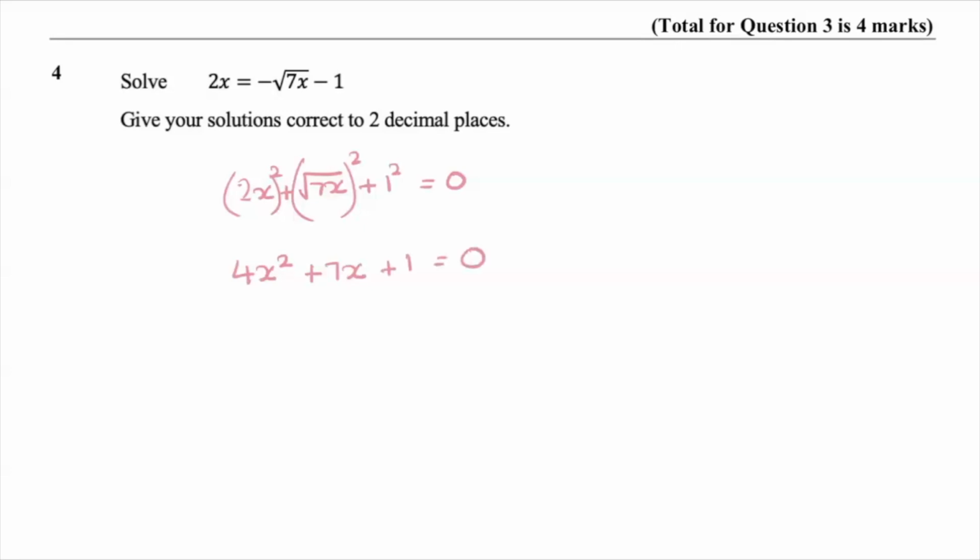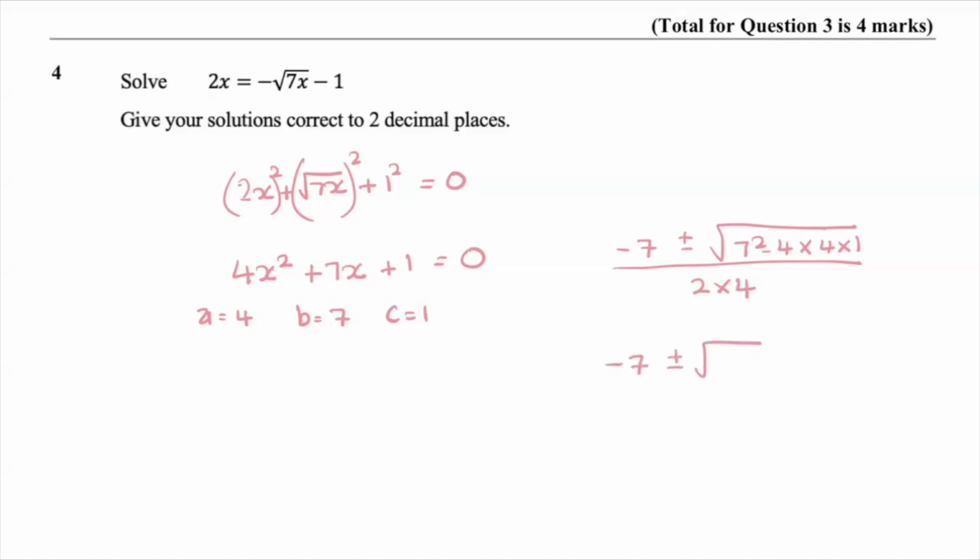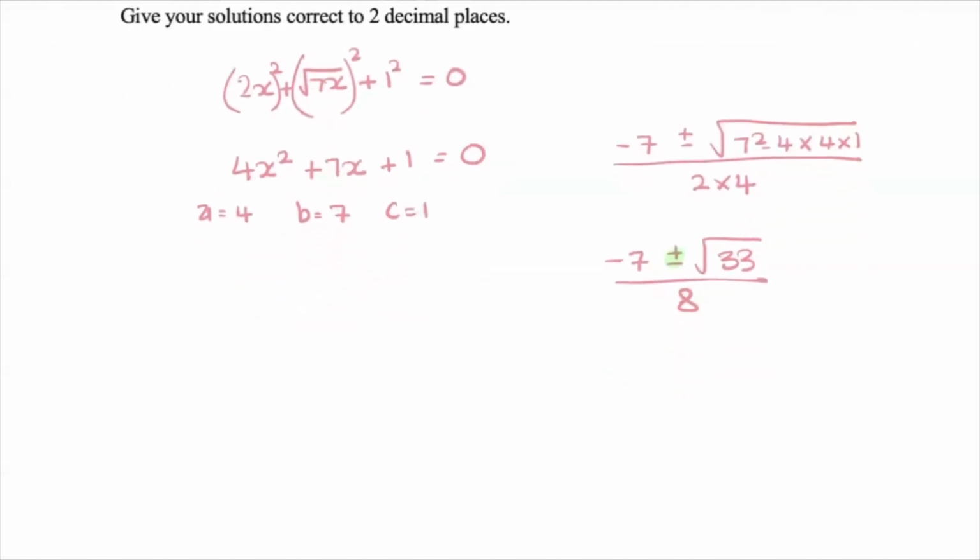And then 1 to the power of 2 is 1. I'm going to use the quadratic formula, which is available on the formula sheet. So my A is equal to 4, B is equal to 7, C is equal to 1, and then we can populate. Tidy it up. And then you would split your plus and your minus so that you then start to see those two solutions.